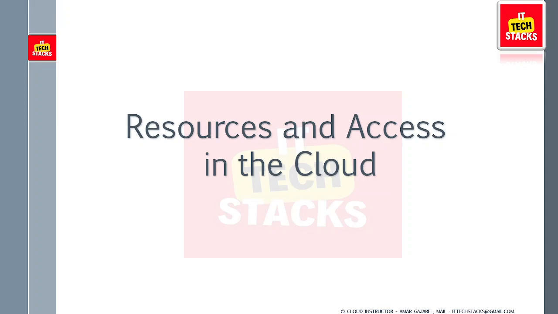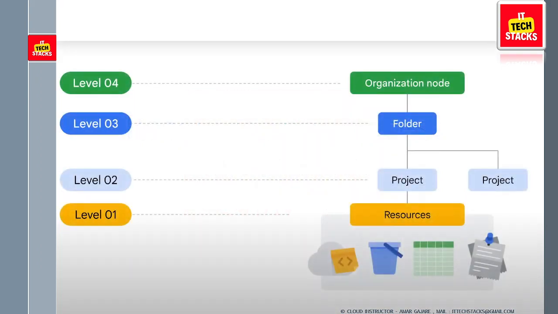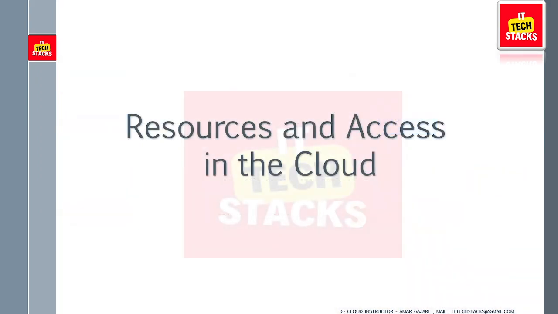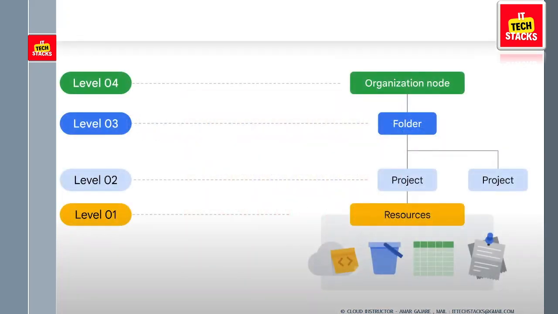What are resources in the cloud? How are resources accessed in the cloud? So here is the overall Google Cloud hierarchy we have. I'm sure you must have gone through these things. If not, no need to worry.